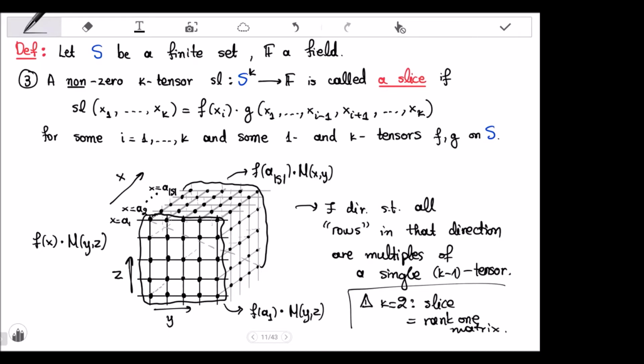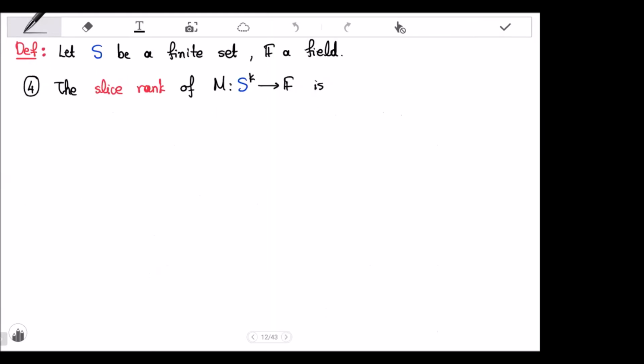Right, so now we'll define the slice rank. As you probably expect, a slice should have slice rank 1, and then the general slice rank is defined in a common way as the regular rank, just for higher dimensional matrices. So the slice rank of a k tensor is the smallest number of slices we need to write it as a sum of those slices. So the smallest R, such that M is the sum of R slices.